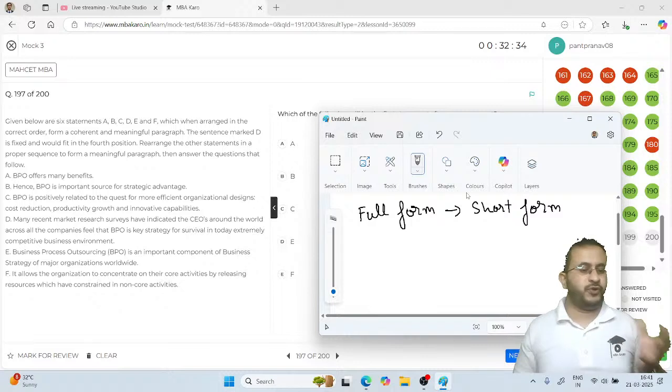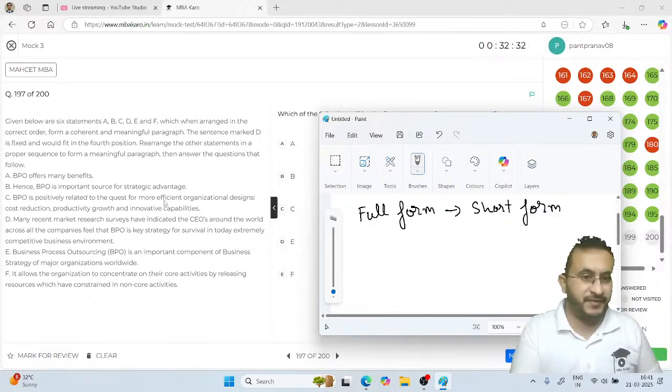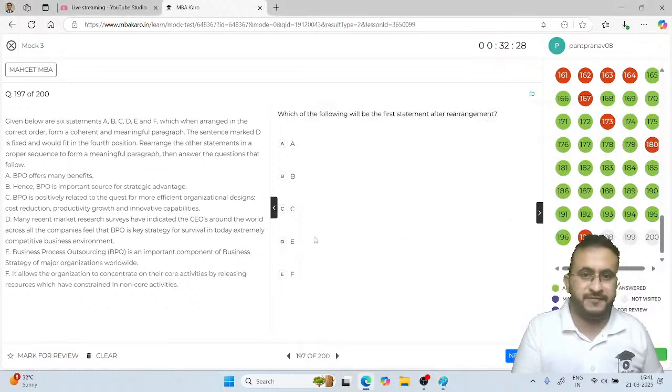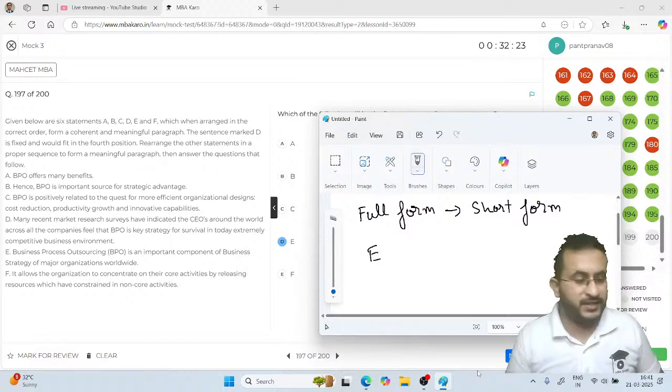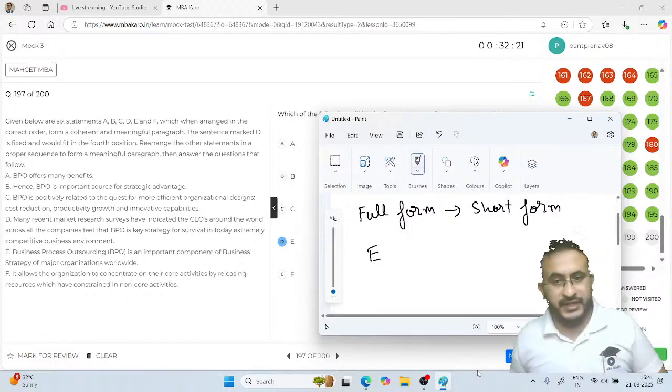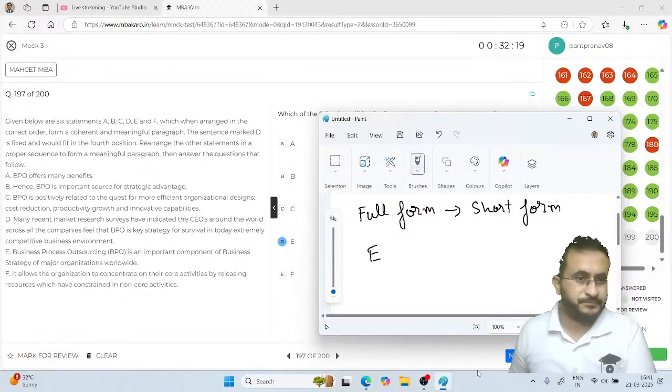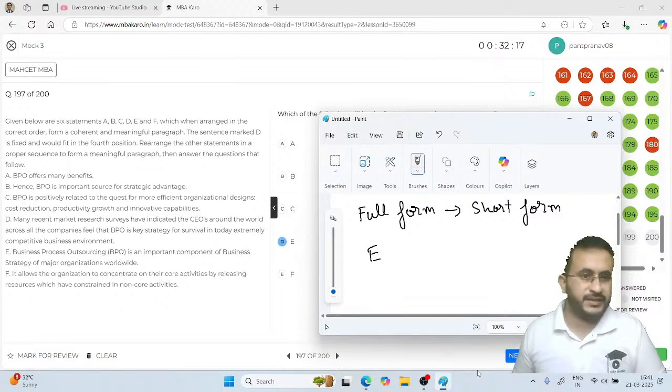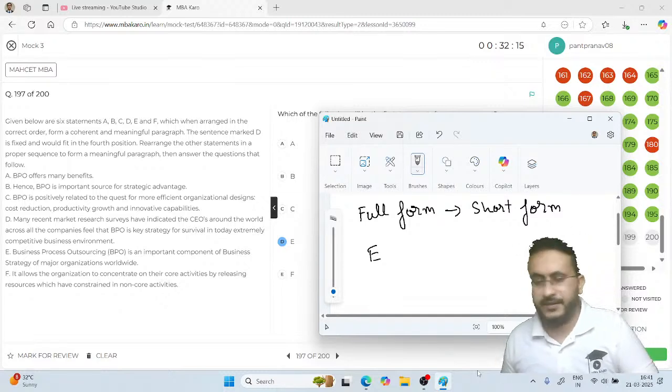Because if you do not know what is BPO, right? Here they have given what is BPO. So E will be the starting sentence. So it is saying first sentence. So we can make E, but let us make the arrangement first and then we will answer these questions, right? So E is definitely like the starting sentence, right?